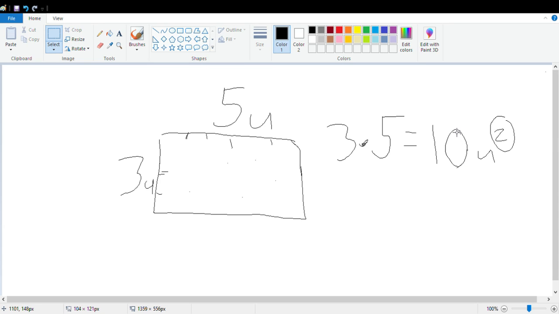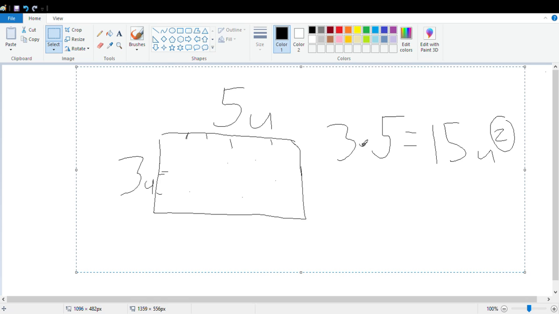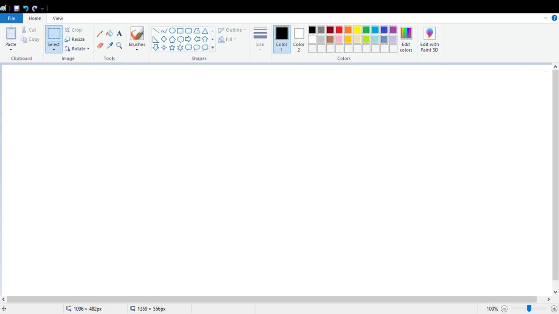Wait, no. What is my brain doing? That is a 15. What am I thinking? 15 units squared. That's what I meant. Everything that I said about the exponents and stuff was correct, but not that it was 10 units squared. That's 15. Okay, so now that you know what area is, you can look at that a couple more times.